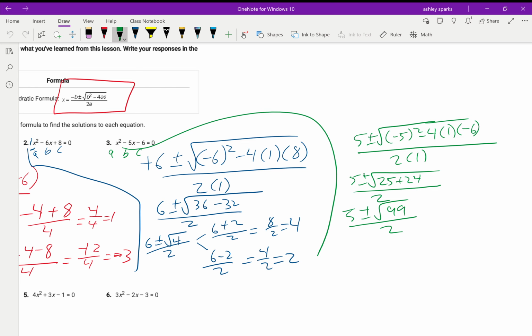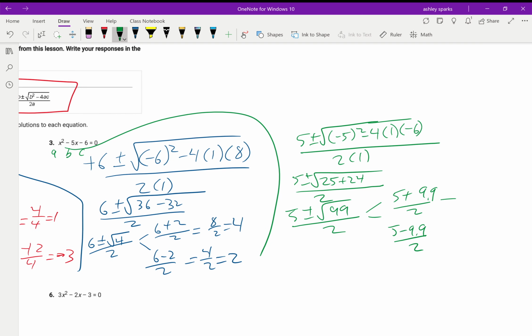So if I were to plug this into a calculator, I would get 5 plus 9.9 over 2, or 5 minus 9.9 over 2, which would give me answers of, clear that off, 9.9 plus 5 divided by 2 would equal 7.45, or 5 minus 9.9 divided by 2 would give me an answer of negative 2.45.